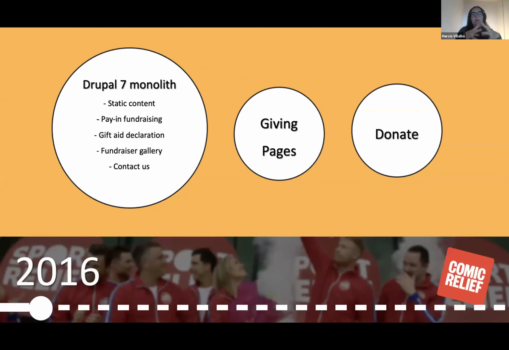They have one big monolith for Drupal for their content, static content and things like that. Then they have one page for giving pages, and we are not focusing on that. And then they have another monolith or microservice that was too big, that is for the donate. And this is the critical part of the system, the one that they wanted to migrate out and to make more flexible and easier to handle and more resilient.